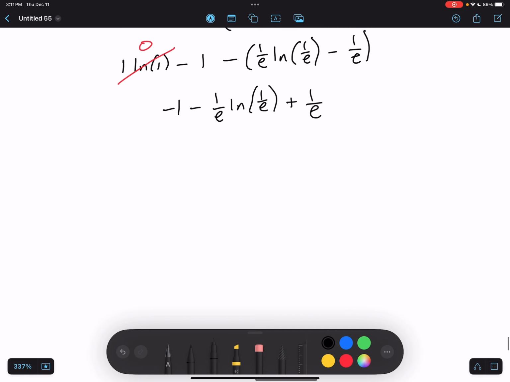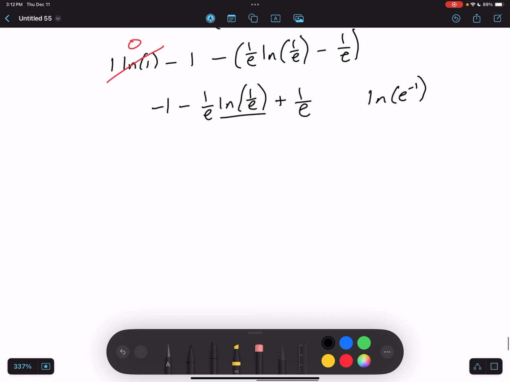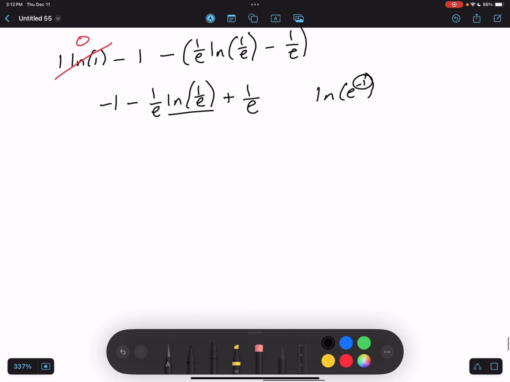But it's also important to recognize that this ln 1 over e is actually ln of e to the negative 1. And what that means is that this exponent comes from the front here. So it's actually negative ln of e. And ln of e is actually just 1. So this is actually just negative 1. But it's negative 1 times negative 1 over e.